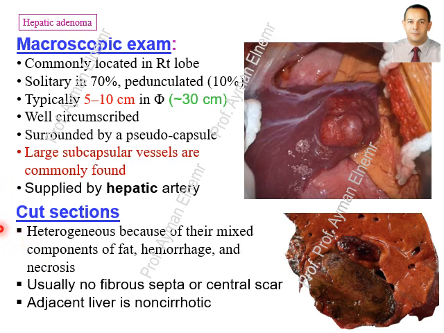On the cut section, it is heterogeneous because of its mixed components of fat, hemorrhage, and areas of necrosis. Usually, no fibrous septa or central scar is present. Adjacent liver, as we see, is non-cirrhotic.